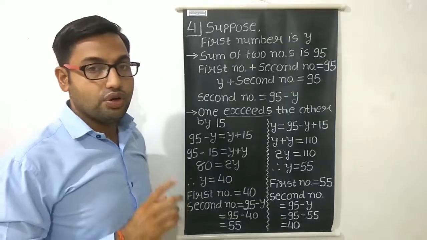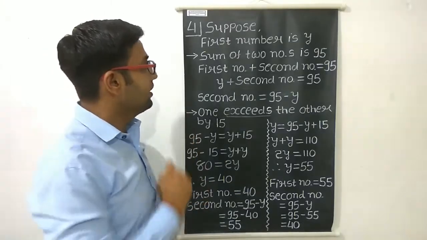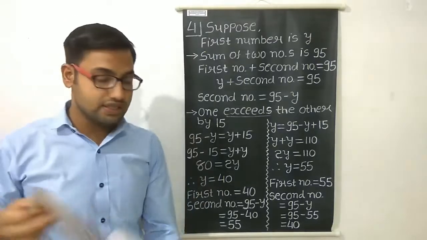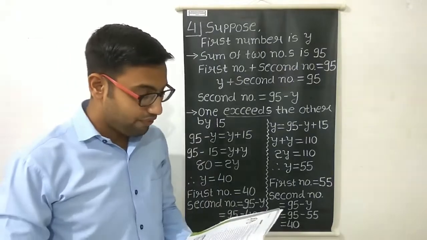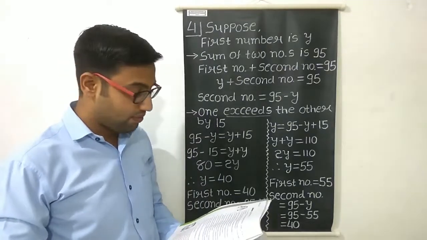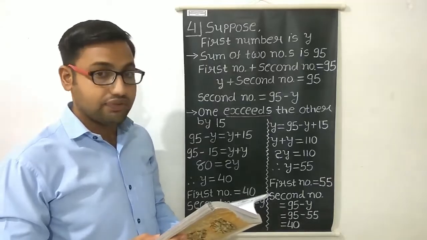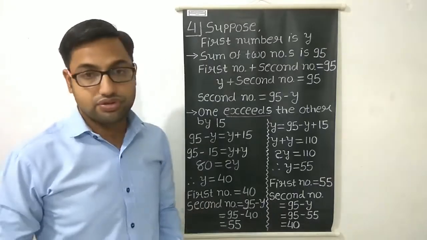Okay. So now we will study question number 4. And what is the question? The question is, sum of two numbers is 95. If one exceeds the other by 15, find the numbers.